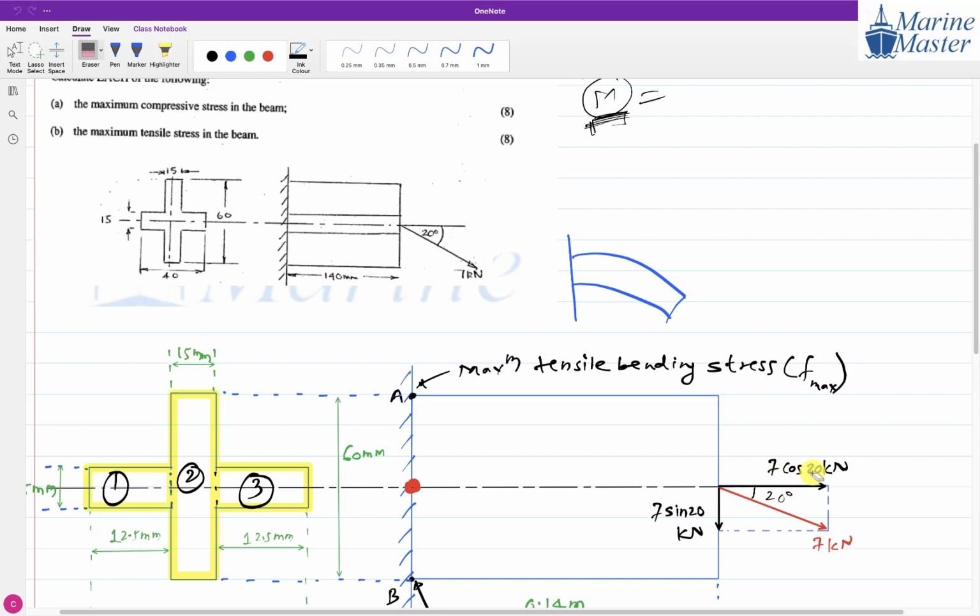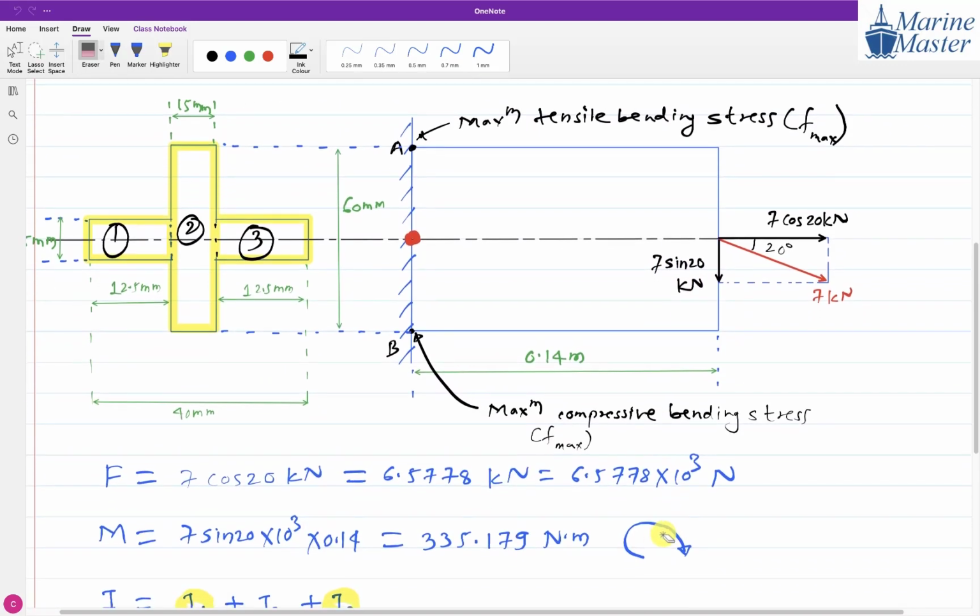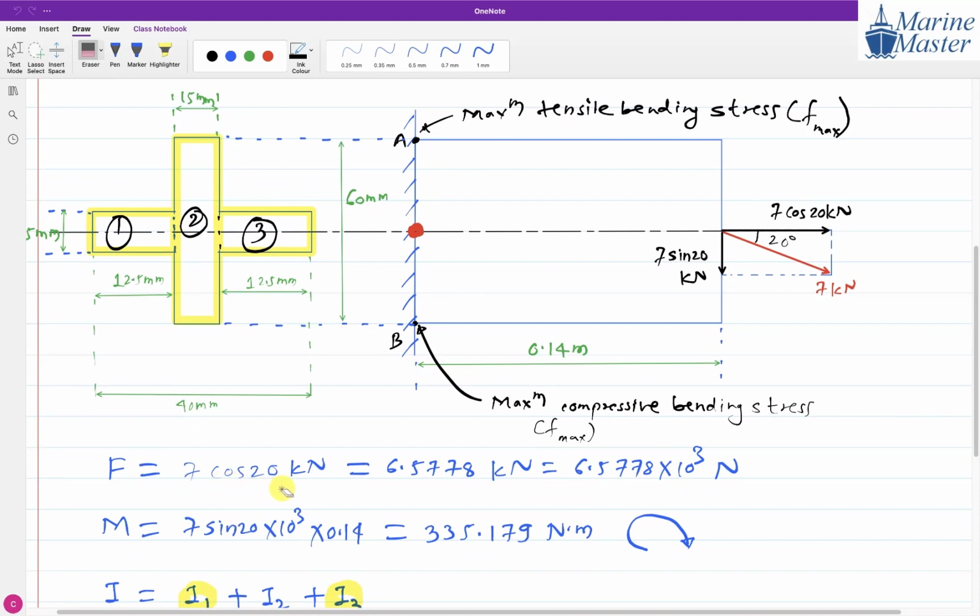But now tell me, is this 7 cos 20 going to create any bending? No, only tensile. Why? It is going to pass through this point only, so no moment is created. But now tell me, this 7 sin 20, is it going to create any extension or compression of the column? What is it going to create? Only going to bend.